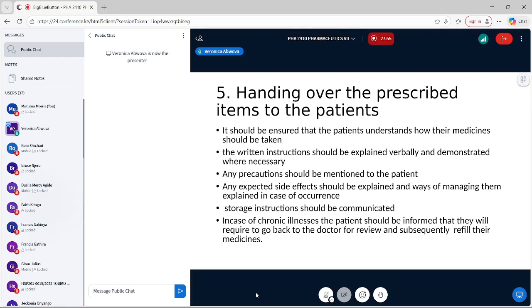The other thing that should be communicated are storage instructions. You must tell your patient about storage of the drug. Remember, stability of pharmaceutical active ingredients is key. If those drugs are not stored well, they're going to deteriorate. So for instance, think about insulin. Insulin is a drug that if it is not stored in the fridge, it will deteriorate with time. So you need to tell your patients that this drug should be stored in the fridge.